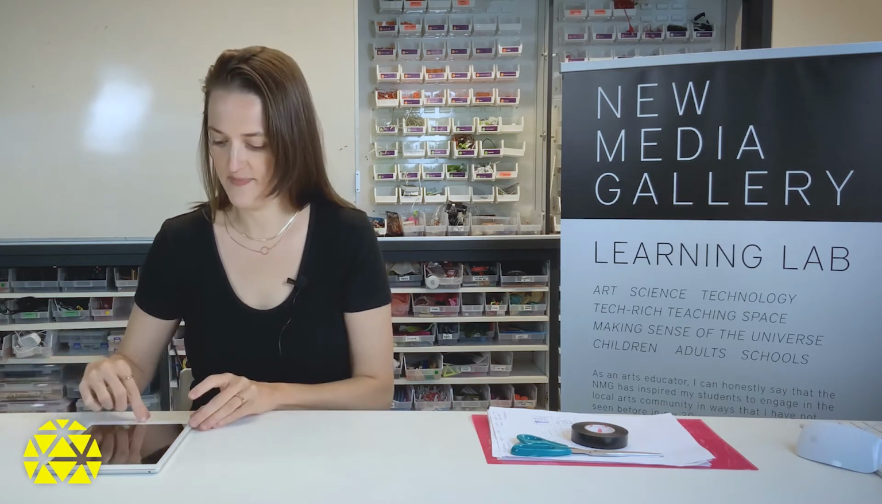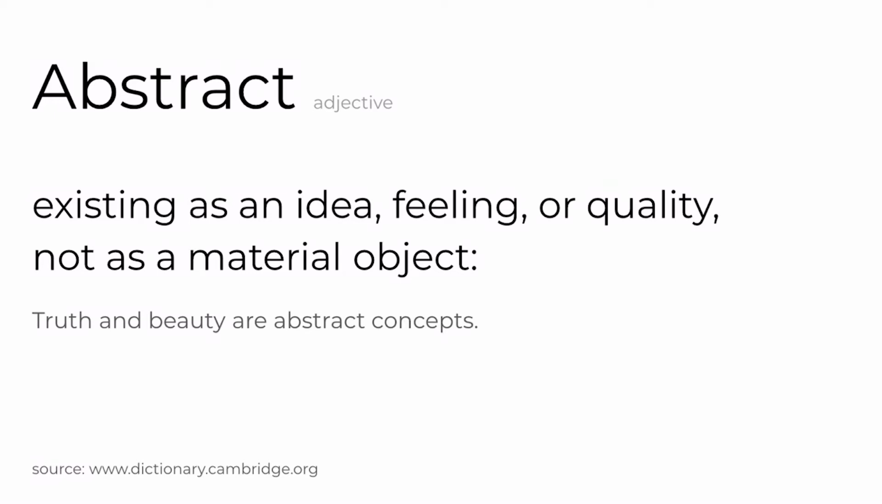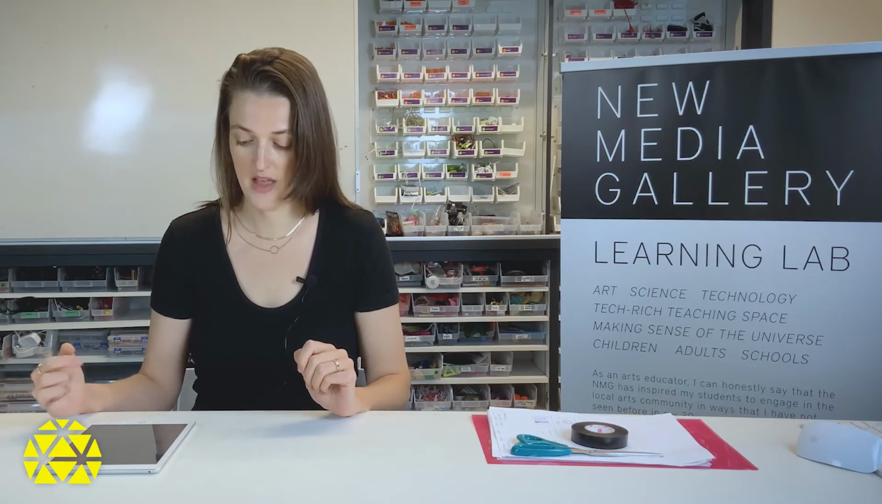The topic of this artwork will be an abstract idea. An abstract idea such as an emotion, so the way we feel. And maybe let's start off with explaining some terms, some definitions. So first, what does abstract even mean? Abstract as an adjective is existing as an idea, feeling or quality, not as a material object. So for example, truth and beauty are abstract concepts.